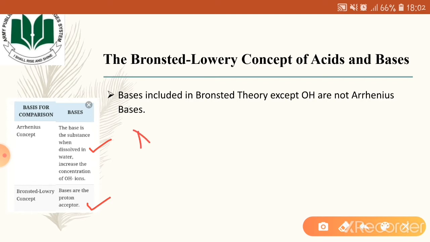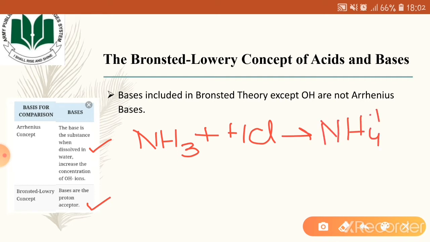For example, if we take the example of ammonia here, we can see that ammonia takes a proton from hydrochloric acid and is converted into ammonium ion. Now, if we apply the definition of the Arrhenius concept here, then we cannot consider it a base because it doesn't generate the hydroxide ion. However, we can consider it a base in the Bronsted-Lowry concept because it is accepting a proton from the hydrochloric acid. So here is the difference between the Arrhenius bases and the Bronsted-Lowry bases.